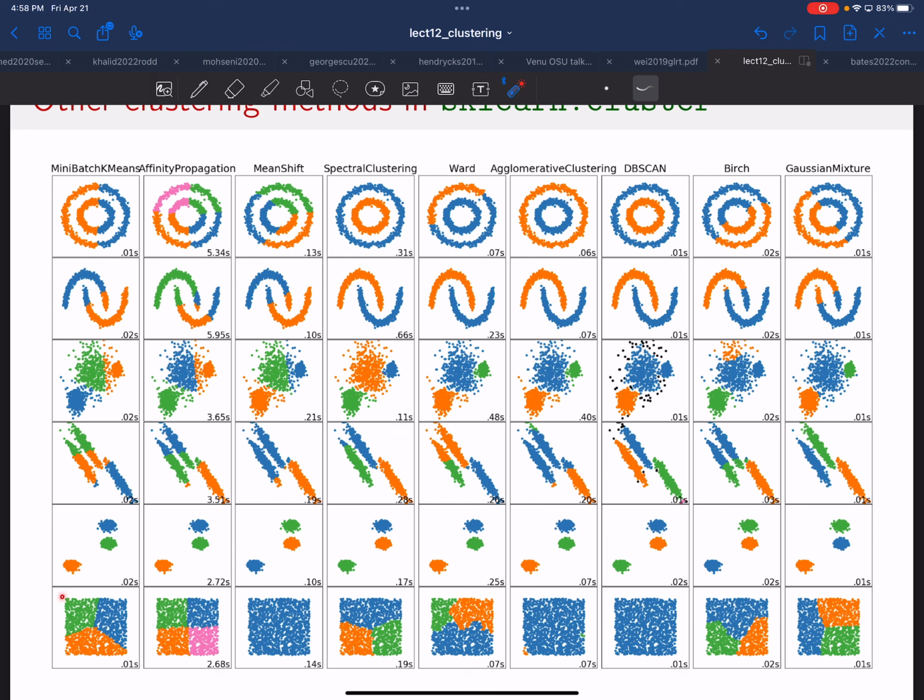And then this is a super hard one. What happens? So k-means, Gaussian mixture do terrible. Some of them kind of get it right. They just pick the same color for all points. So it's sort of interesting. Gives you a bit of intuition.